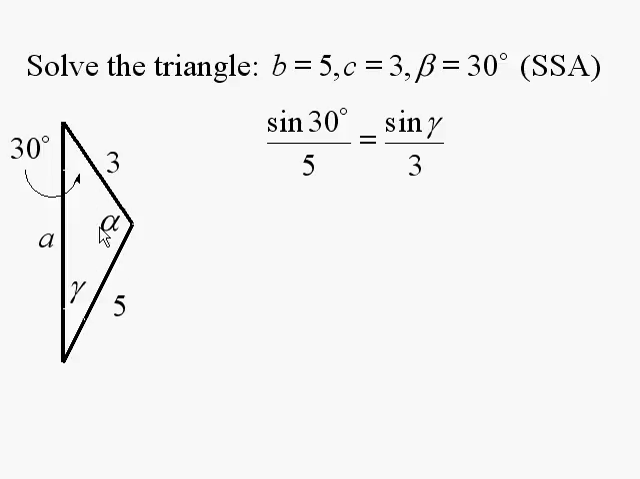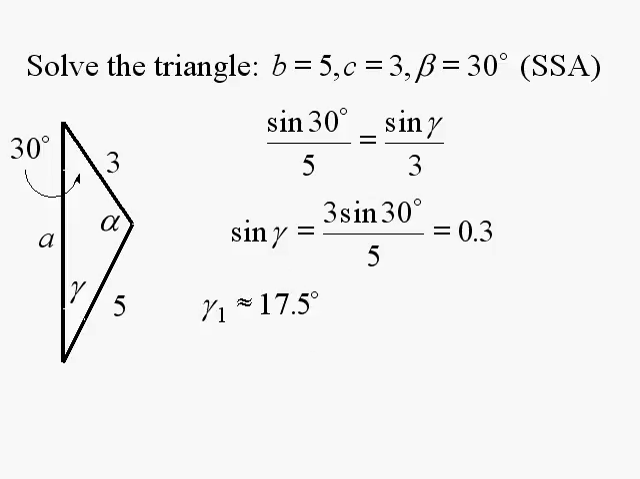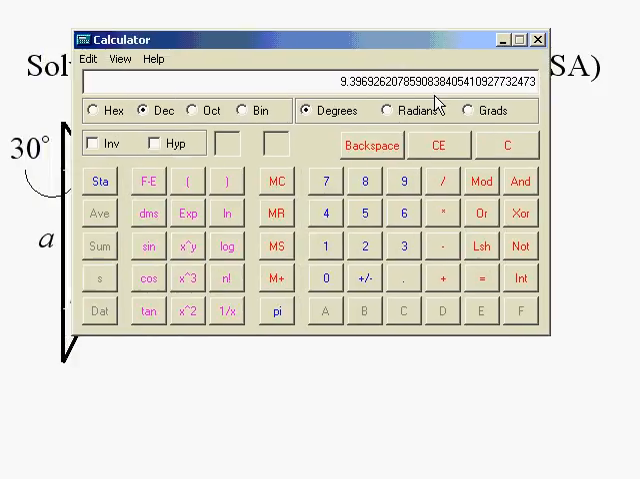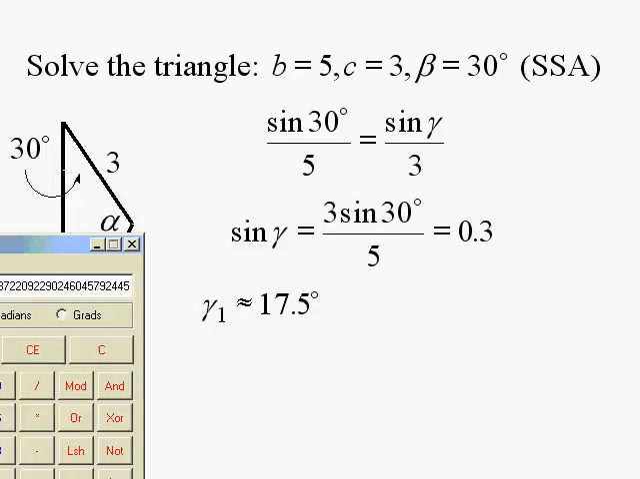Sine of 30 degrees over the given side 5, so sine of an angle to the side opposite. Let's do sine of an angle to the side opposite, and this time it's gamma that I don't have. So sine of gamma goes in the law of sines, and if I solve for sine of gamma, the value that I get out is 0.3. Now the interesting thing is this trig equation has room for two solutions. One solution, if I just ask the calculator for the angle whose sine is 0.3, you click inverse sine, and what comes out is 17.4 something, 17.5 degrees.